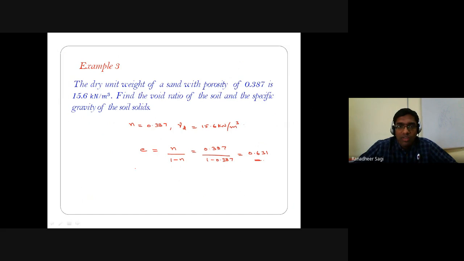And next, I am required to calculate the specific gravity of the soil solids. So dry density is known, void ratio of the soil is known. So for calculating the specific gravity of soil solids, I can make use of this relation which we have seen: gamma D is equal to GS into gamma W by 1 plus e. In this expression, gamma D is known, e is known, gamma W is a standard value. This implies GS is equal to gamma D into (1 plus e) divided by gamma W.